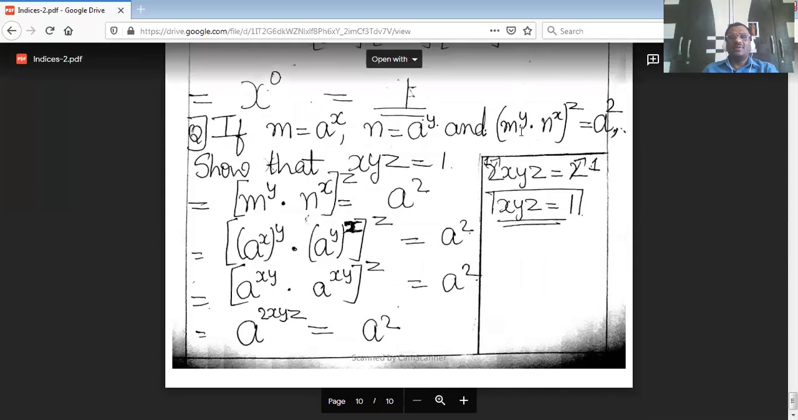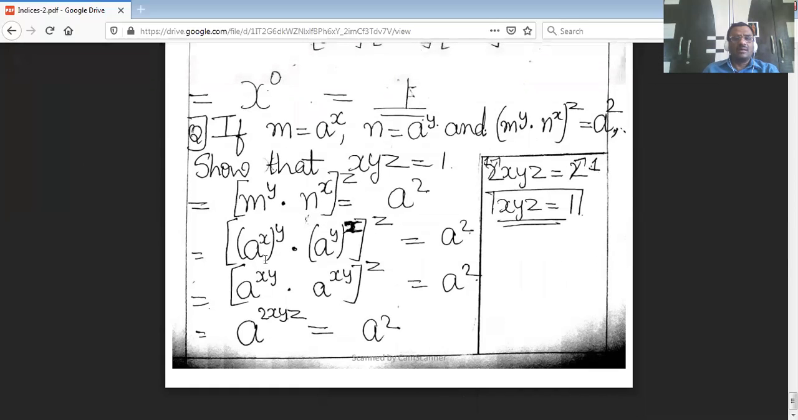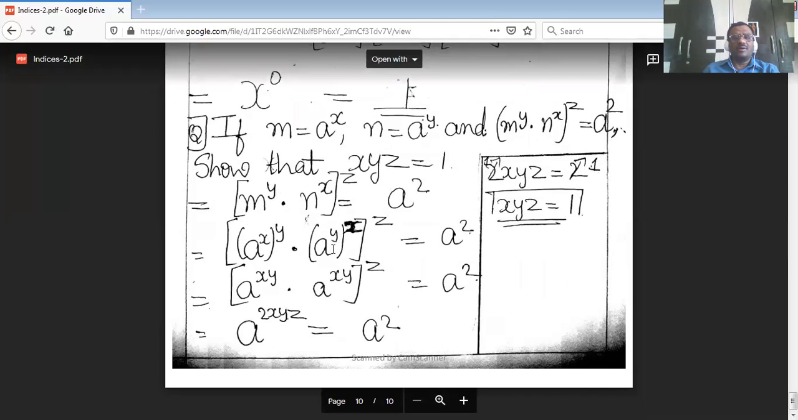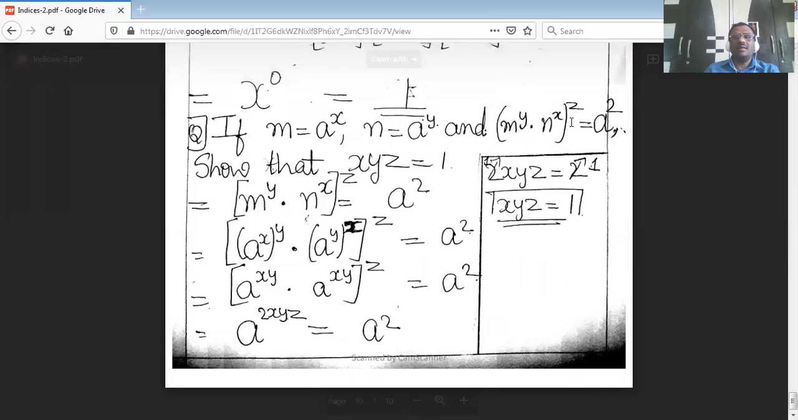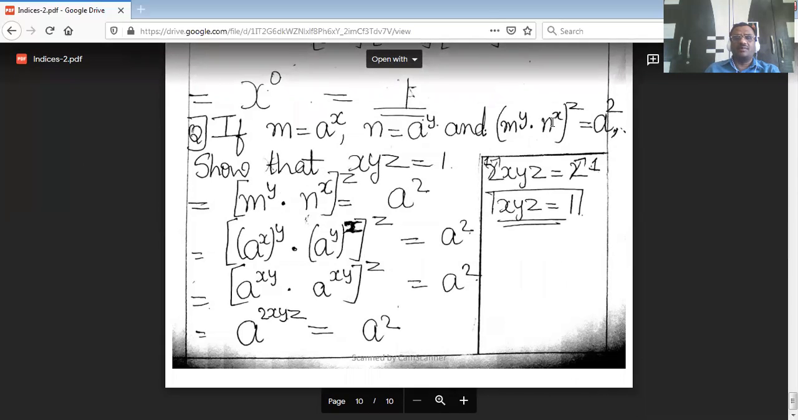Take this: (m to the power of y into n to the power of x) to the power of z is equal to a square. Now what is m? a to the power of x. So this is (a to the power of x) to the power of y into (a to the power of y) to the power of x, whole to the power of z. I'm just transforming the given case. Now this is equal to a square.